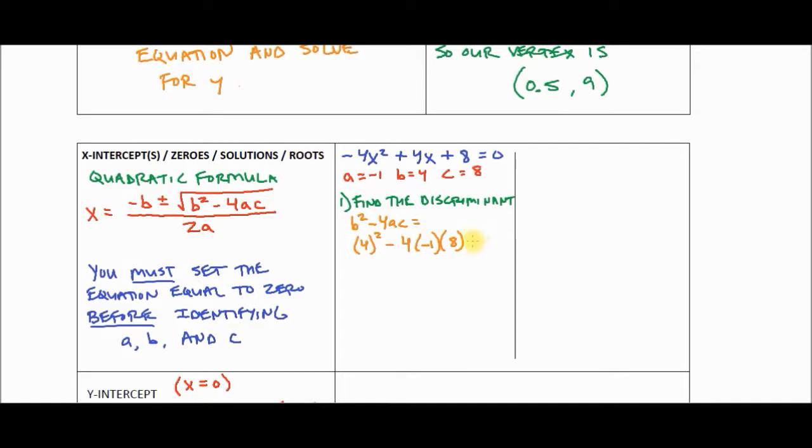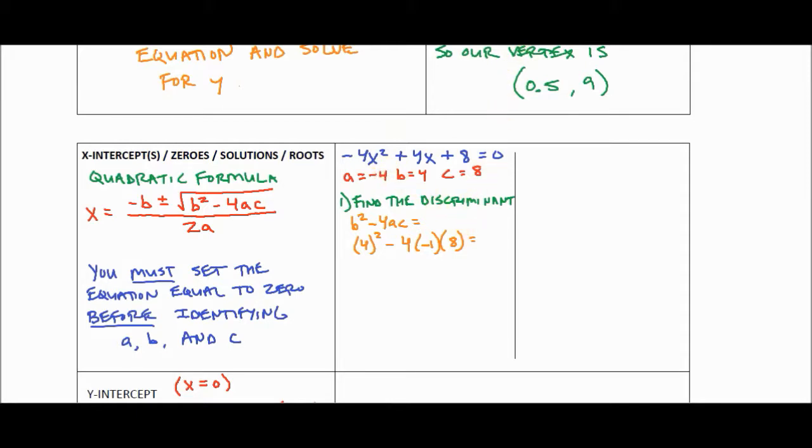Now when you put that in your calculator, you're going to get... hang on one second here. Oh, I see, class, I made a mistake over here. Wow, I'm off my game right now. The a value here is not negative 1. The a value is negative 4. Let's correct that.